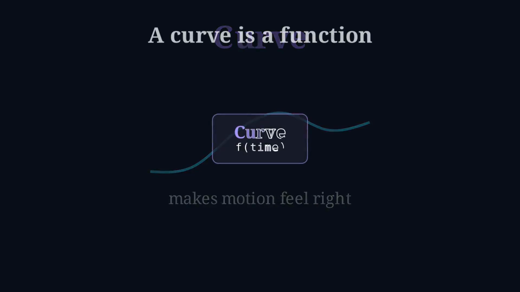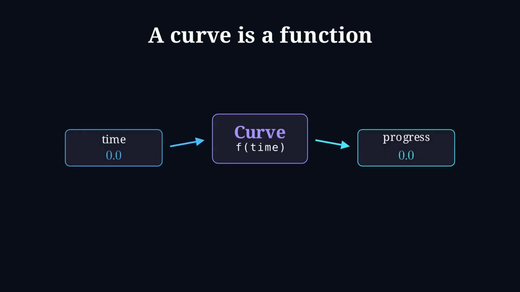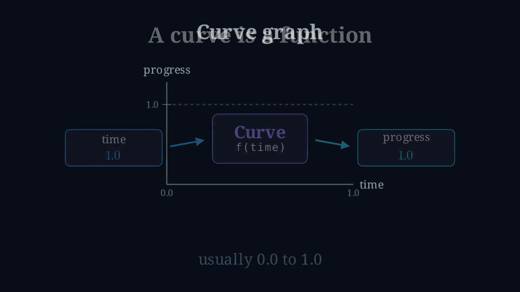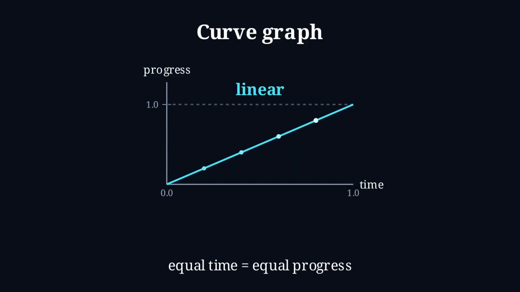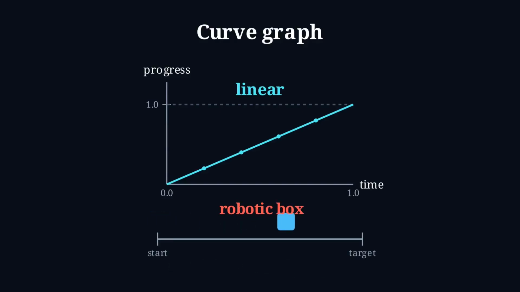A curve is a function. You give it a time value from 0.0 to 1.0, and it gives you back a progress value, also usually between 0.0 and 1.0. But it doesn't have to be a straight line. Look at this graph. The straight diagonal line, that's the curve called linear. Equal time, equal progress, every step of the way. That's our robotic box from the very beginning.